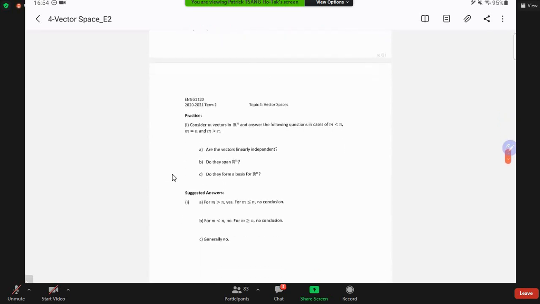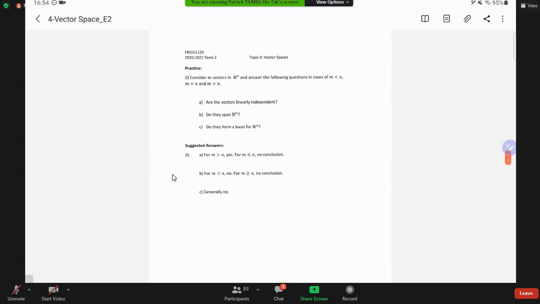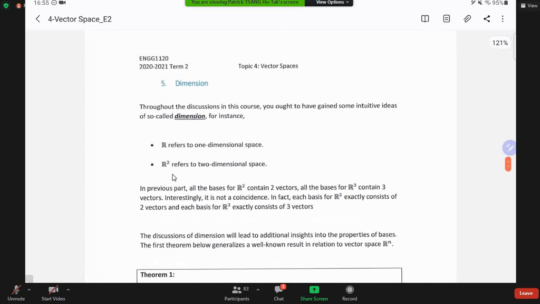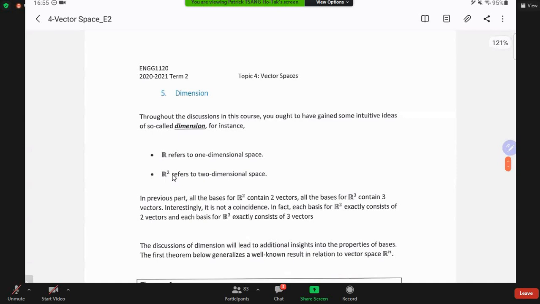But before that, of course, there is a practice question consisting of 3 subparts. Try it. I believe you should have no problem with this question, to enhance your understanding. Let's move to page 18. A new concept again: dimension.